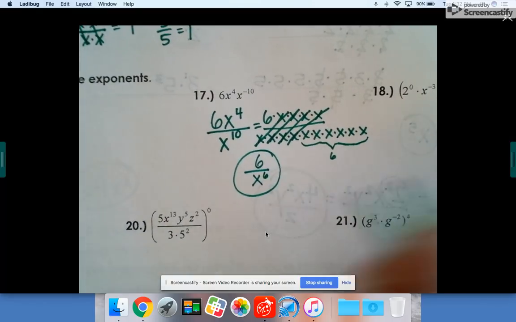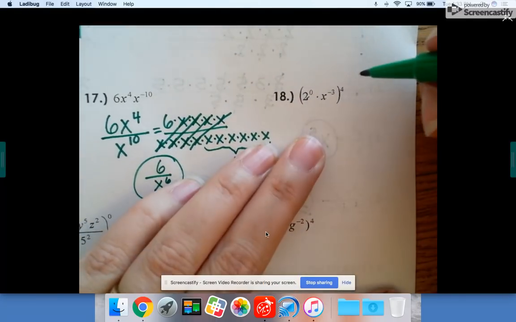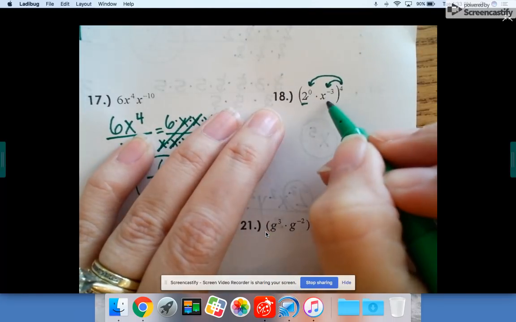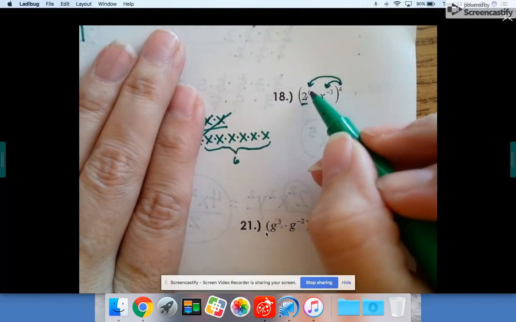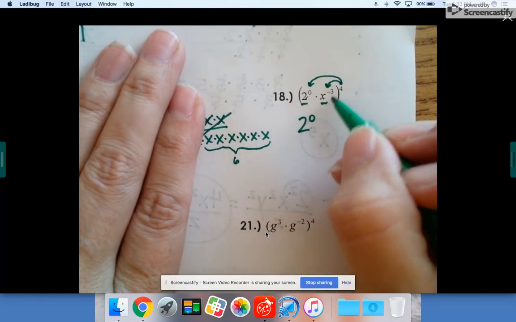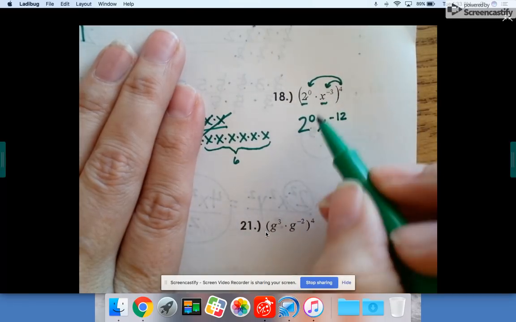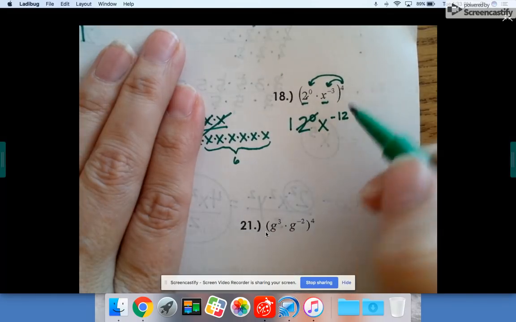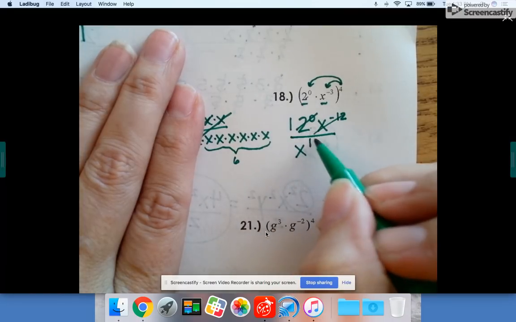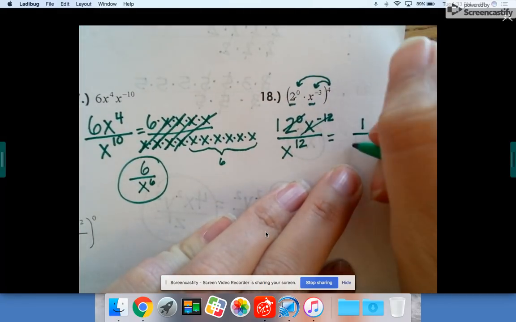Okay, go back and rewatch this if you're not sure. Number 18, 2 to the 0. Well, first we've got to distribute this little 4. 4 goes to this and this. It goes to each of the bases. So 2 to the 0 times 4 is 0. X to the negative 3 times 4 is negative 12. Okay, anything to the 0 power is 1. If it's a negative, it's going to flip to the bottom and become positive. So my entire answer on this one is 1 over x to the 12th.